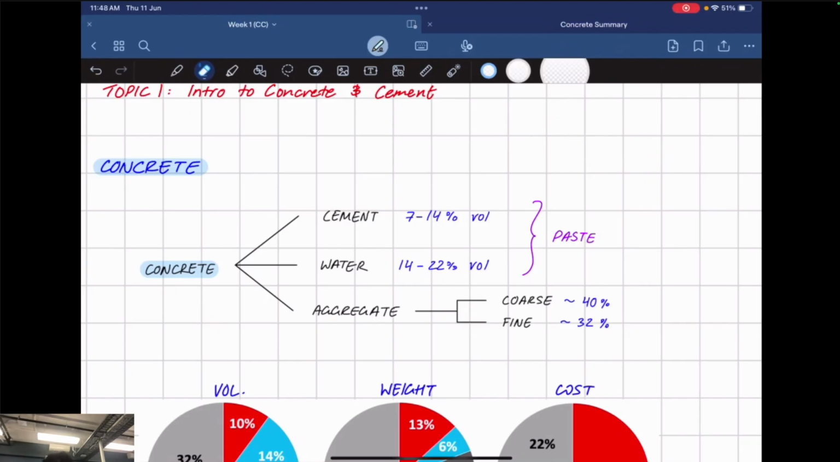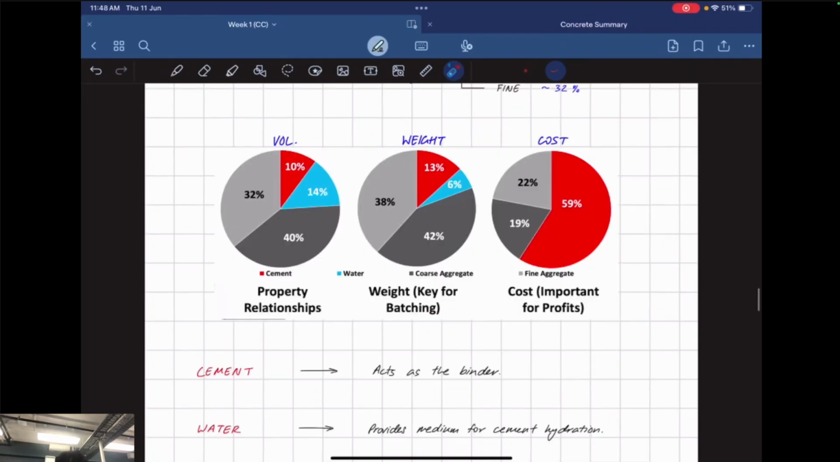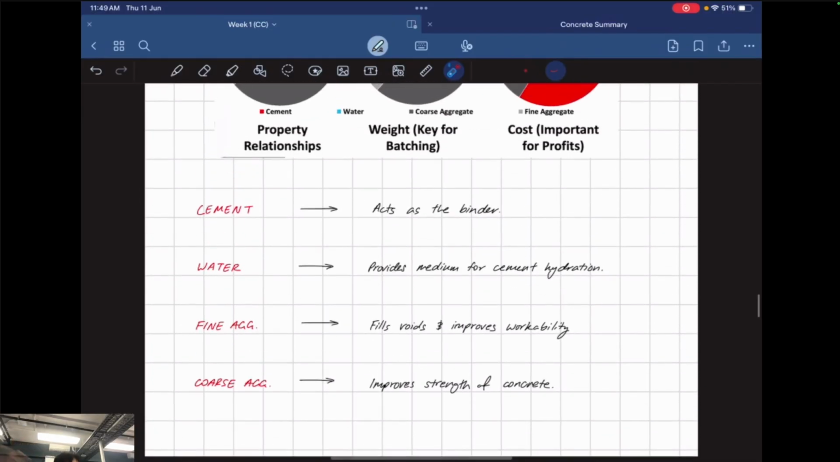It's not too important. But what I've got over here is straight from your lecture slides: the property relationships, weight and costs in a certain batch of concrete. You can see that in costs, cement is quite expensive compared to the rest. Water is pretty much free, so you don't need to really account for it. Cement is a bit expensive, so that's why they add coarse aggregates, I'm pretty sure, because coarse aggregates strengthen your concrete. I've got the uses for each of these down here. Cement acts as the binder, so it binds everything together, your gravel, your sand, your fine and coarse aggregates.